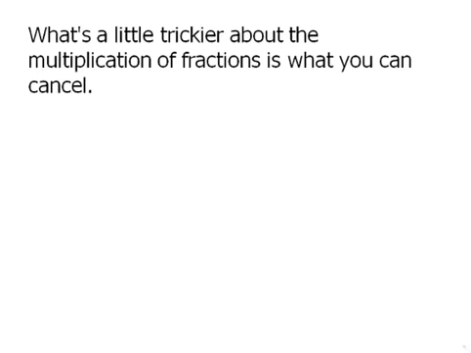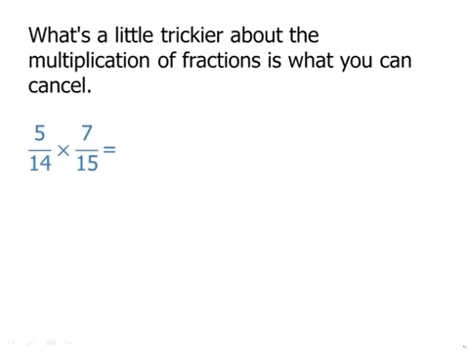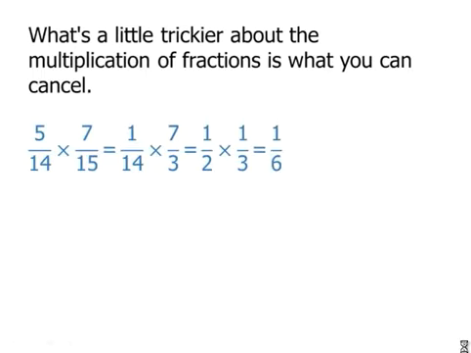Very easy. What's a little trickier about multiplication of fractions is what you can cancel. So we're multiplying 5 over 14 times 7 over 15, we can actually cancel the common factor 5 between the 5 in the numerator of one fraction and the 15 in the denominator of the other. They go down to 1 and 3 respectively. We can also cancel the 7 in the numerator with the 14 in the denominator of the other one. They go down to a 1 and a 2, and we just wind up with 1/2 times 1/3, which is 1/6. Much, much simpler.